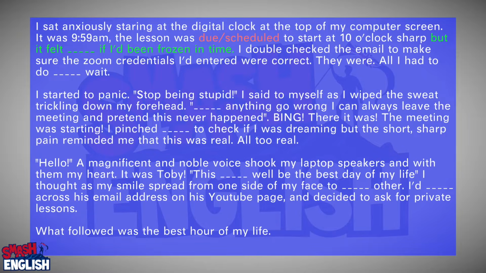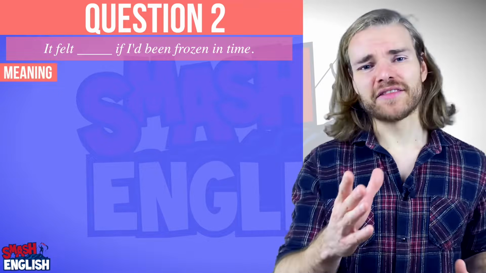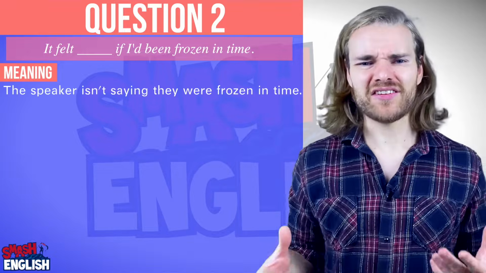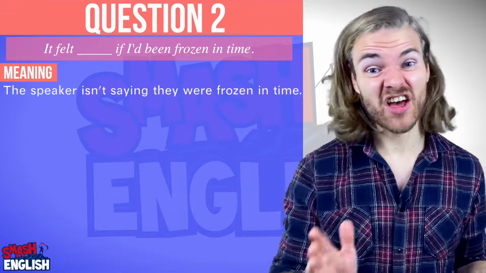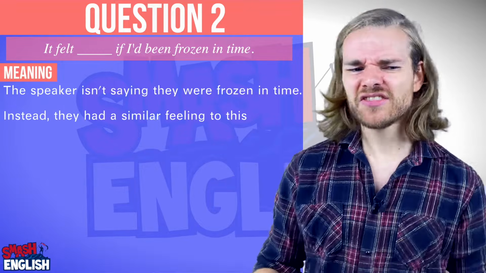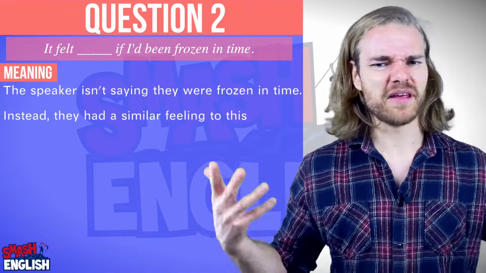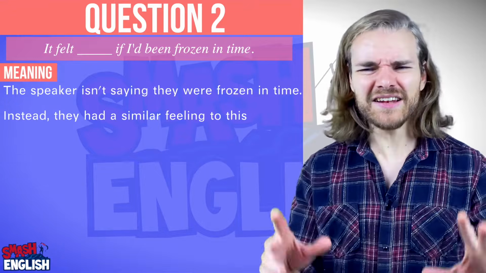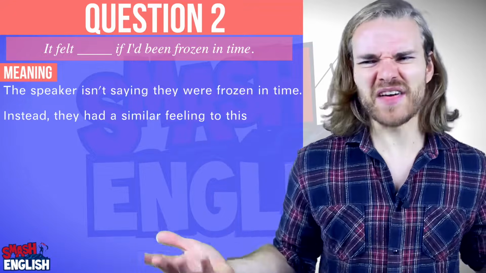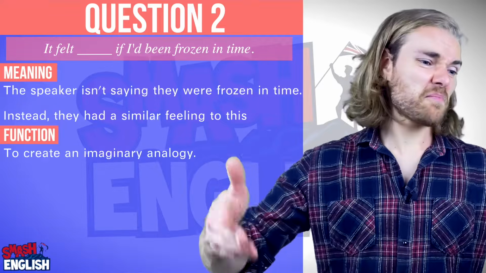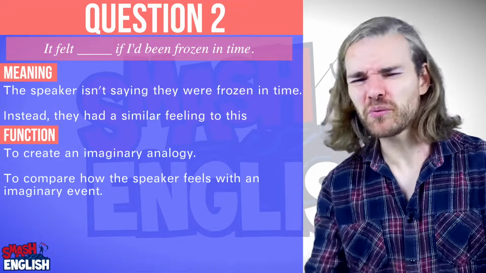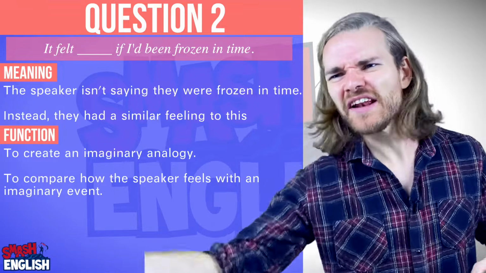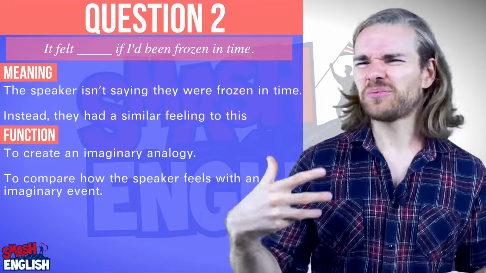But it felt as if I'd been frozen in time. Let's focus on the meaning then. The speaker is not saying that they were frozen in time, because that is impossible. That is science. Instead, they are saying that they had a similar feeling to being frozen in time. It wasn't happening, but that was the feeling that they had. So the function is to create an imaginary analogy where we feel a certain way, and we're trying to draw a comparison between how we feel with an imaginary event that would probably cause us to feel that way.